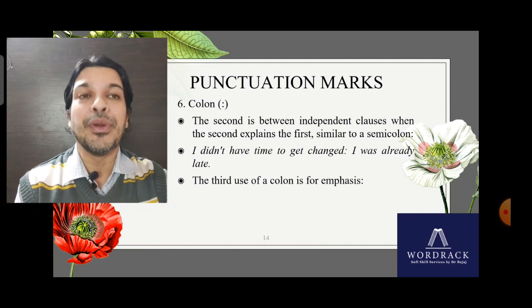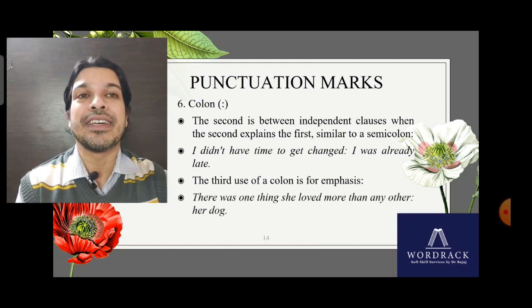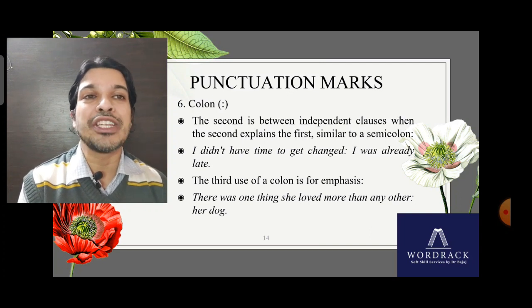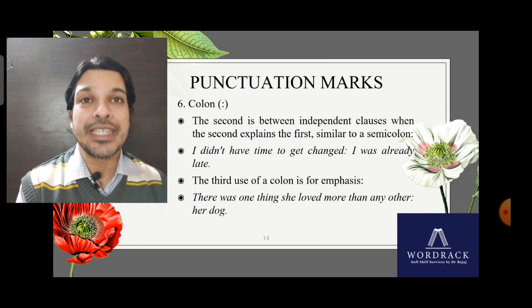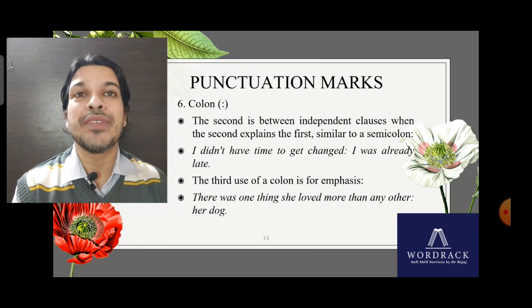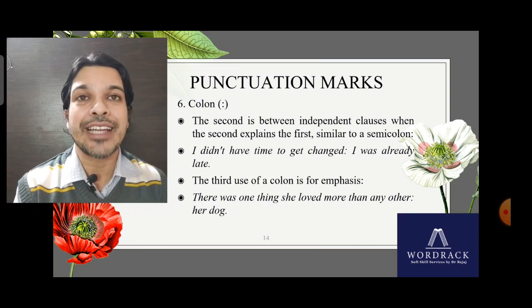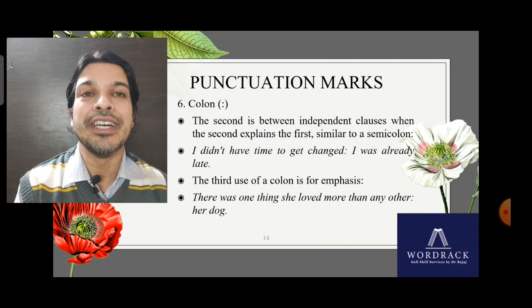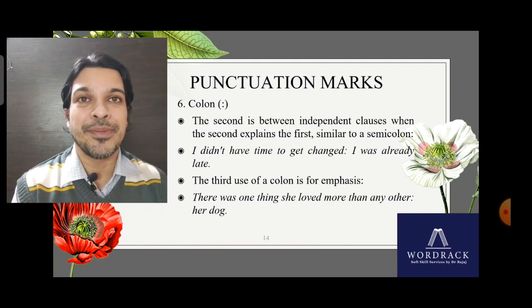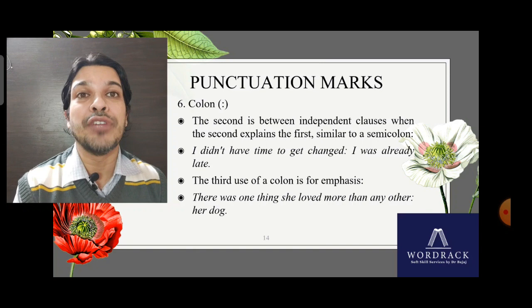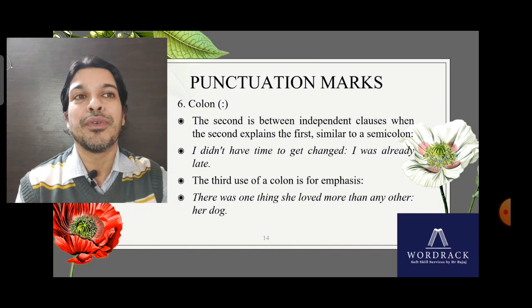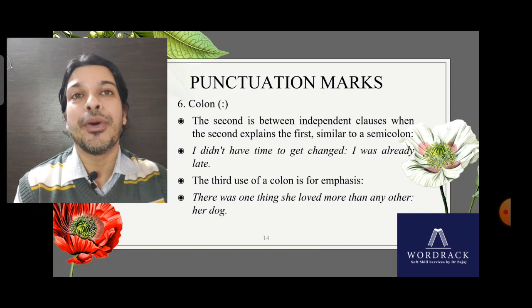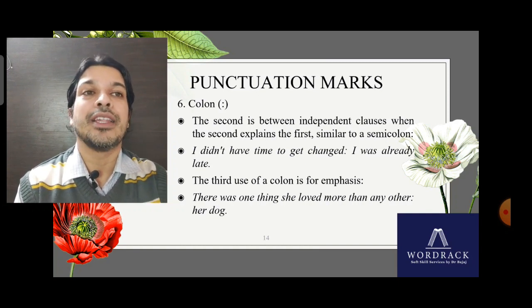The third use of colon now is for emphasis. So here's the example. There was one thing she loved more than any other. We put a colon here: her dog. So when we put a colon here, for emphasis, we take a longer pause, and when we take a longer pause, the attention is attracted towards the possible answer. And what is the possible answer? The possible answer in this case is that she loved her dog more than anything else. So we want to emphasize this fact, so we put a colon after "other," or we can say we put the colon before the possible answer.